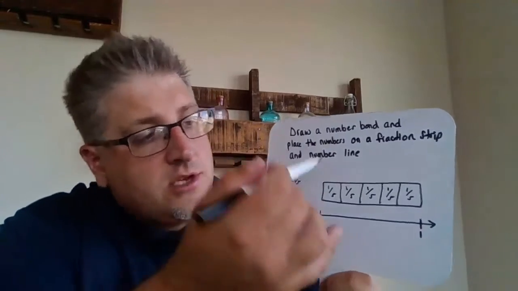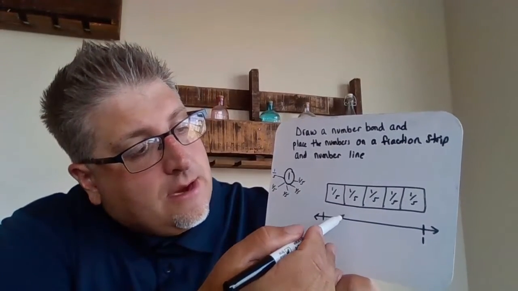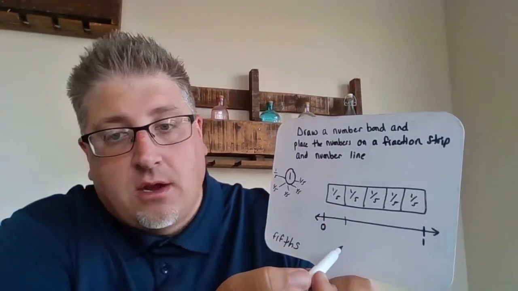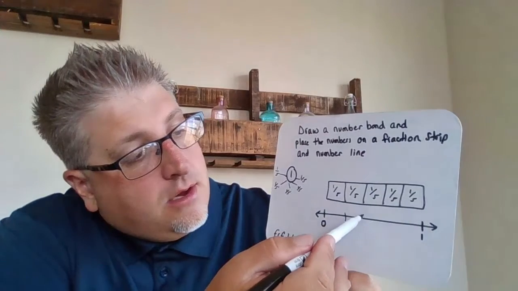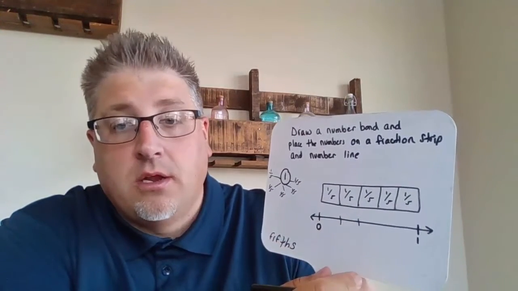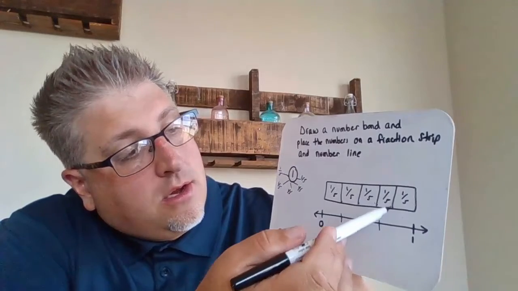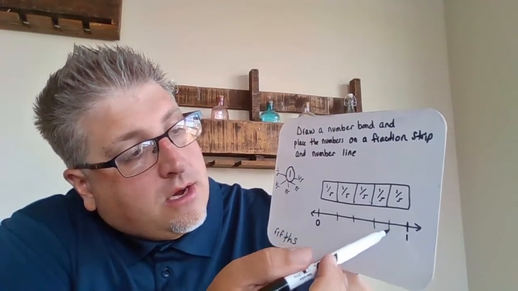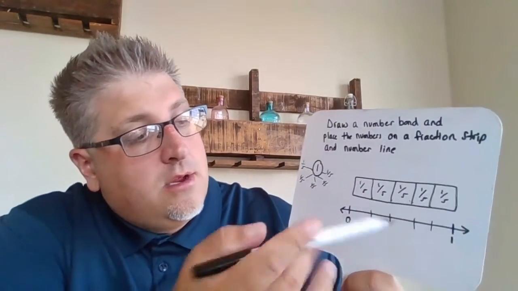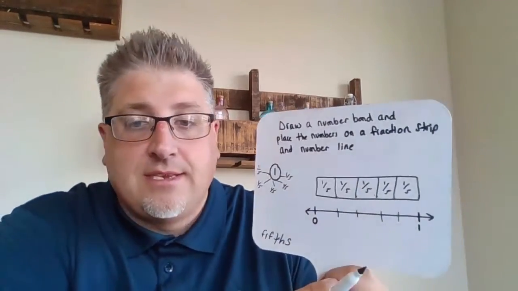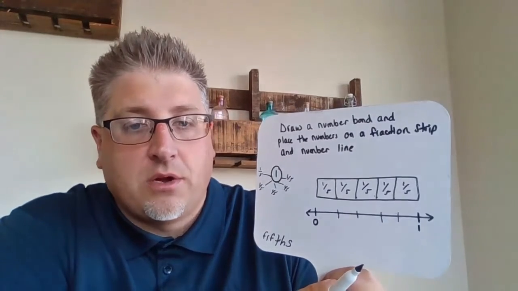Follow our cuts. So here's our first cut. We're going to bring it down here and make our tick mark there. Come here, make our tick mark. Come here, make our tick mark. Come here, make our tick mark. Okay? And you can see we have everything set up. We just followed those tick marks.